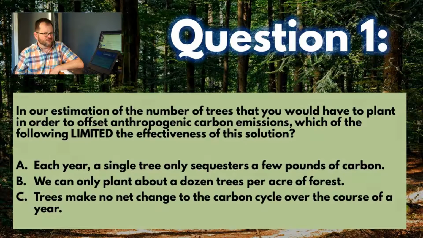They all had kind of a ring of truth to it. Which one was the one, though, that was actually what was limiting the effectiveness of that strategy of planting trees? Make a choice from those 3 options and get a little feedback before you move on to question 2.